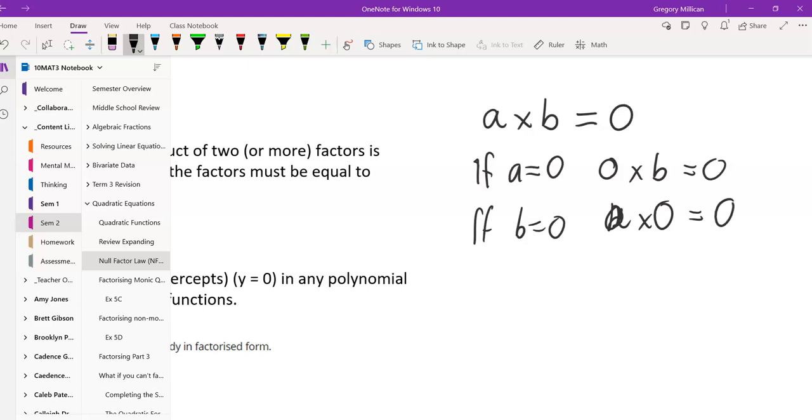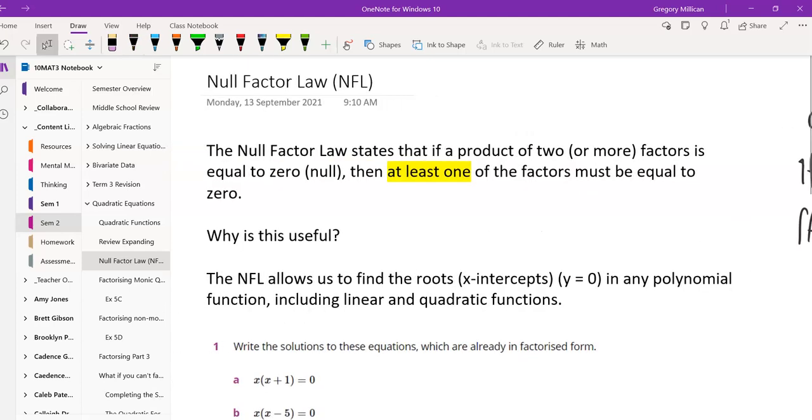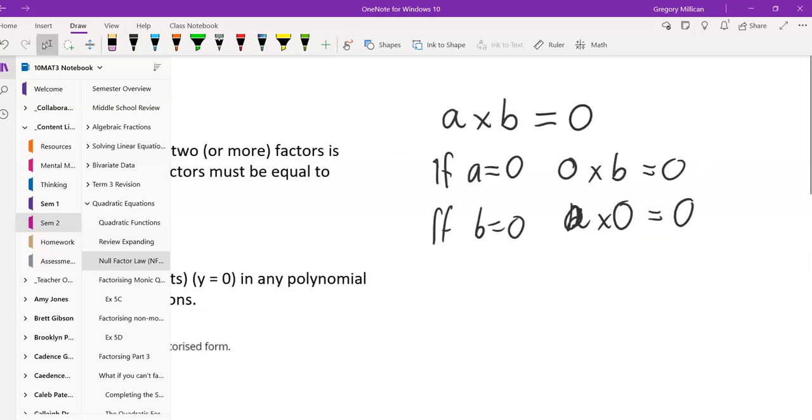How is that useful? Well, it's really useful when we want to find the roots. Now, where do the roots occur? When y equals 0. Right? Now, in a quadratic, in a parabola, where does the y appear? In the equation. So what does the general form of a quadratic equation look like? Do you remember?